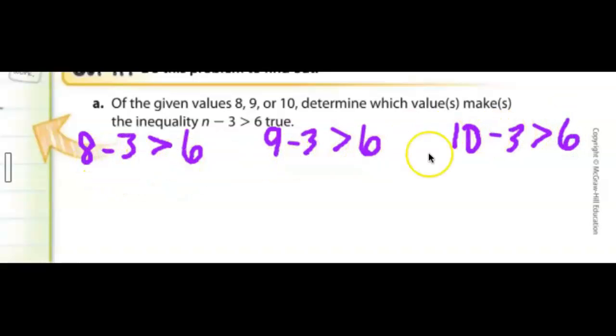Now we're going to evaluate the first part of the expression. That means basically solve the first part. So answer this for me. What is 8 minus 3? If you said 5, that's correct. So now I'm going to rewrite the expression. What is 9 minus 3? Answer that, please.